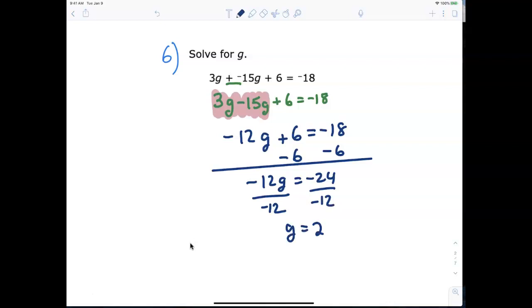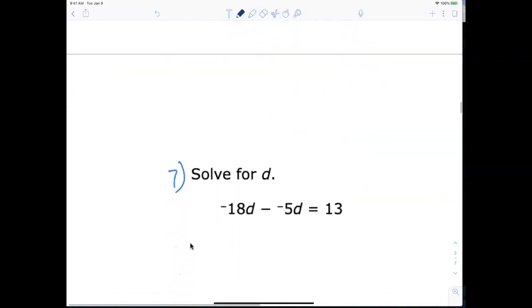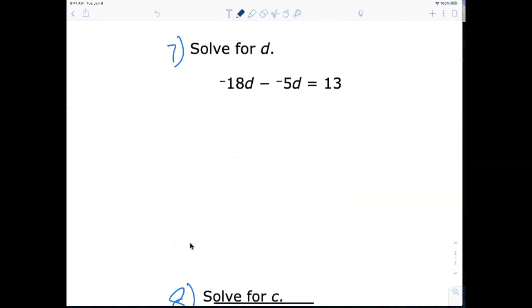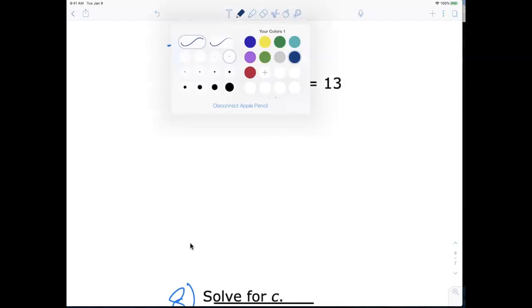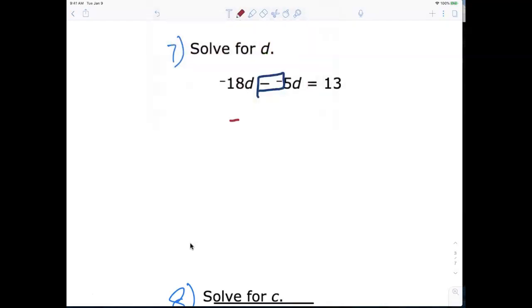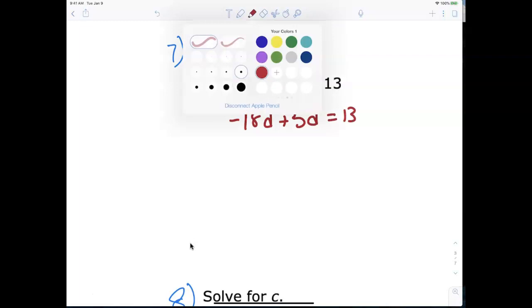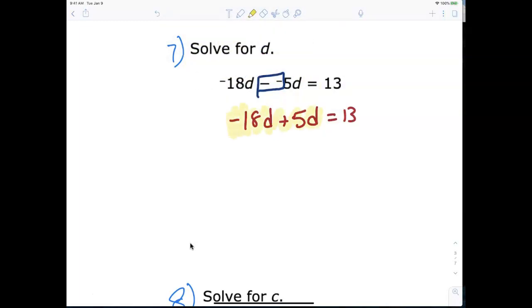Alright? Let's check out number 7. Hopefully it gets harder. Now again, we're just looking at the double negatives again. So double negative is going to make a positive. So -18d plus 5d equals 13. Now we're going to combine these terms here. So now we end up with -13d equals 13. Divide both sides by -13. So d equals -1.